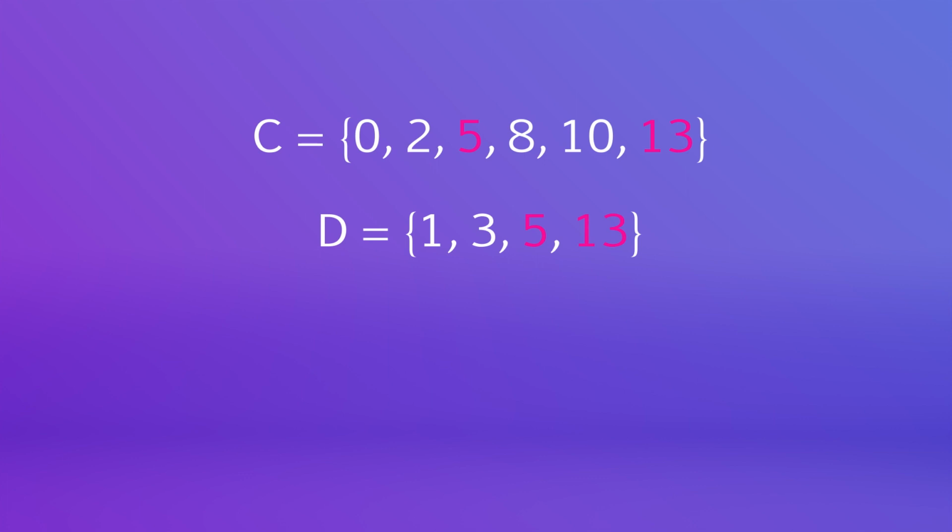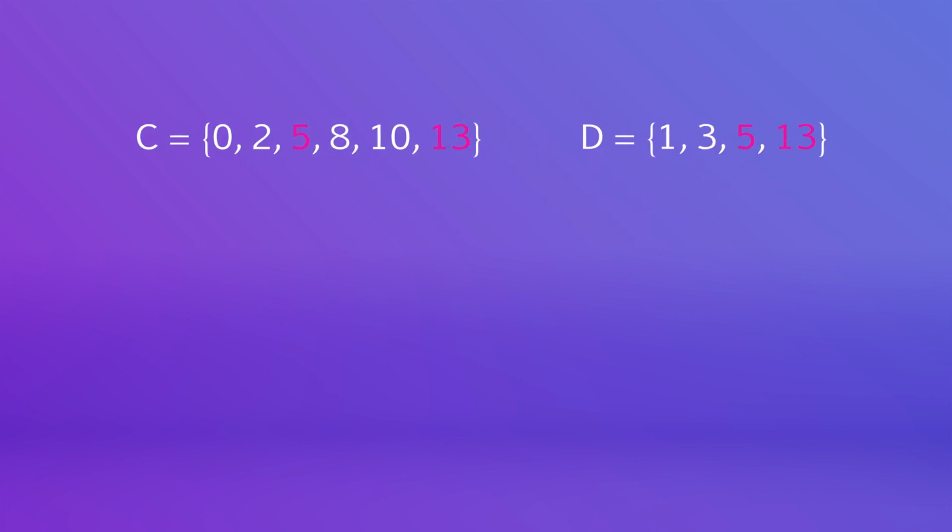Let's make a list of all the elements in increasing order. 0, 1, 2, 3, 5, 5, 8, 10, 13, 13. The union of sets is the collection of elements from both sets. The numbers 5 and 13 are present in both sets. The duplicates are eliminated, as they are not part of the union. Remember, a set cannot include duplicate or equal elements.